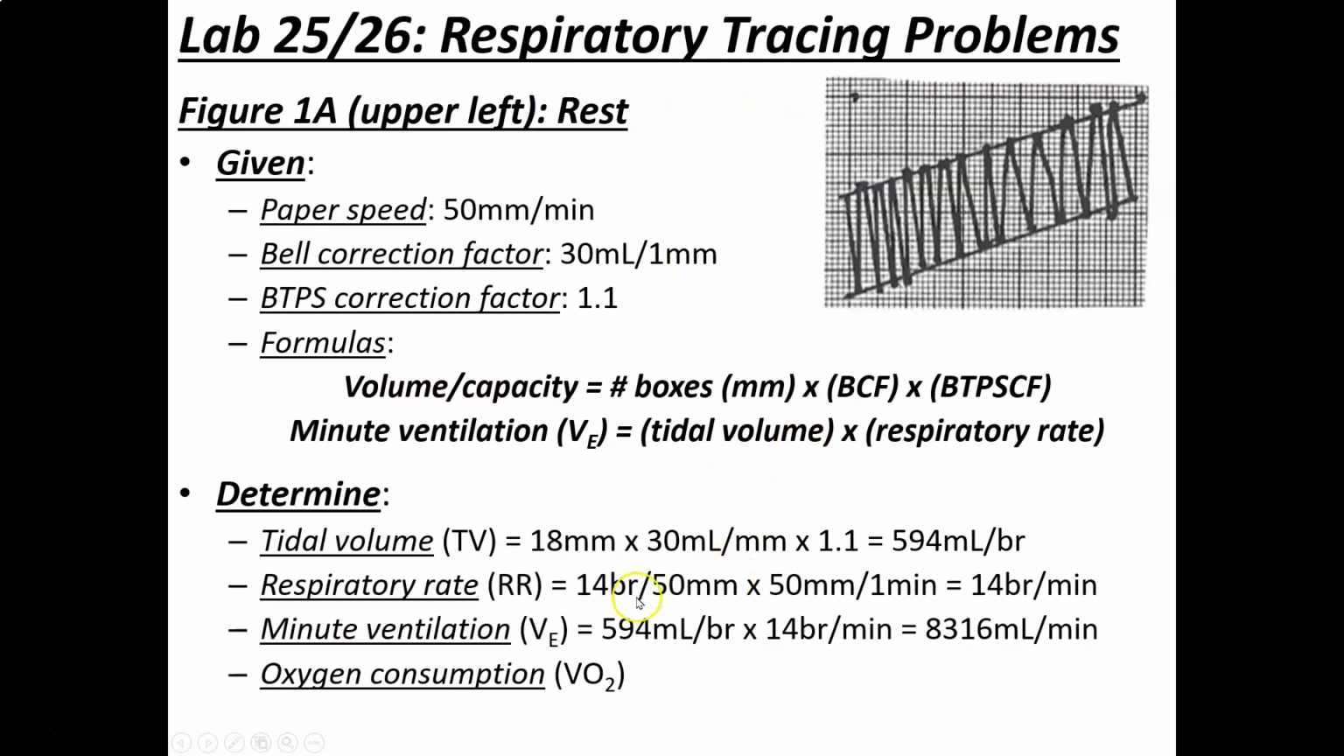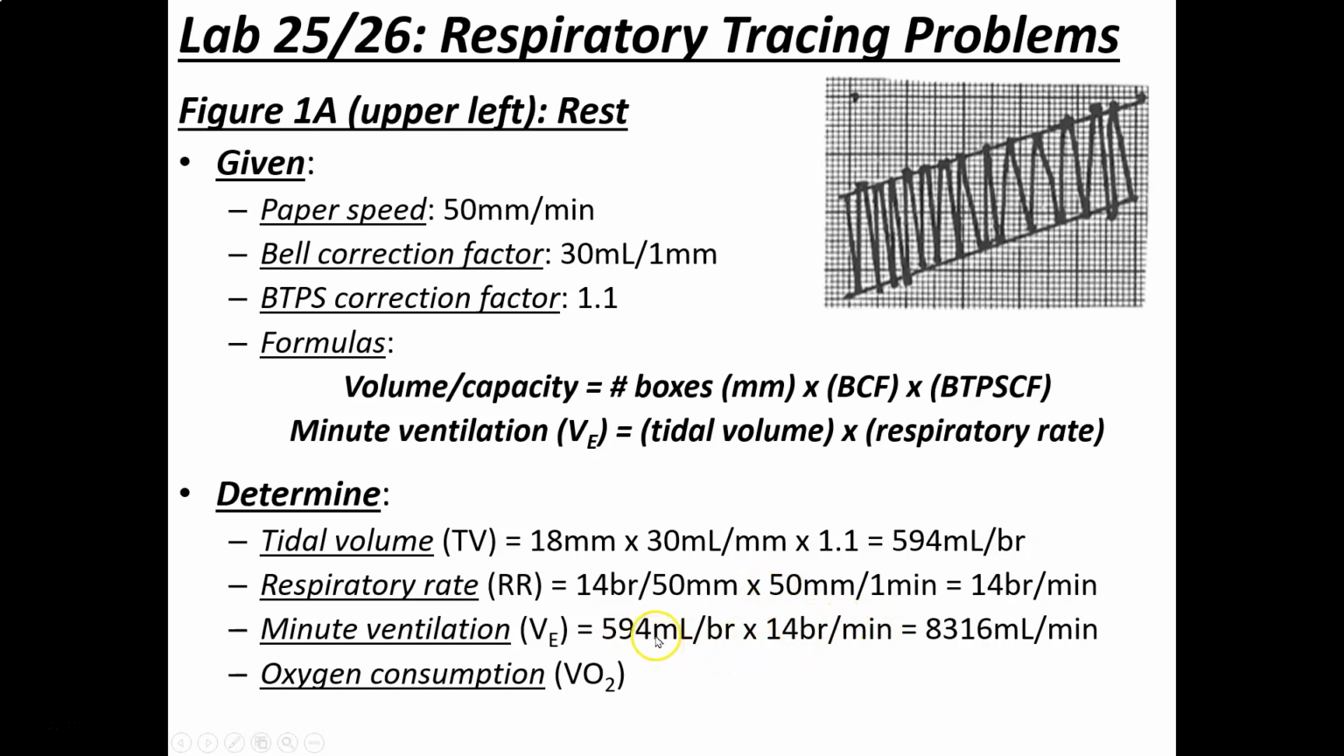Okay, so once we know that, we now have enough data to calculate the minute ventilation. The minute ventilation, again, is known as VE, the volume of your expired gas, and it's pretty easy to measure. It's tidal volume times respiratory rate.